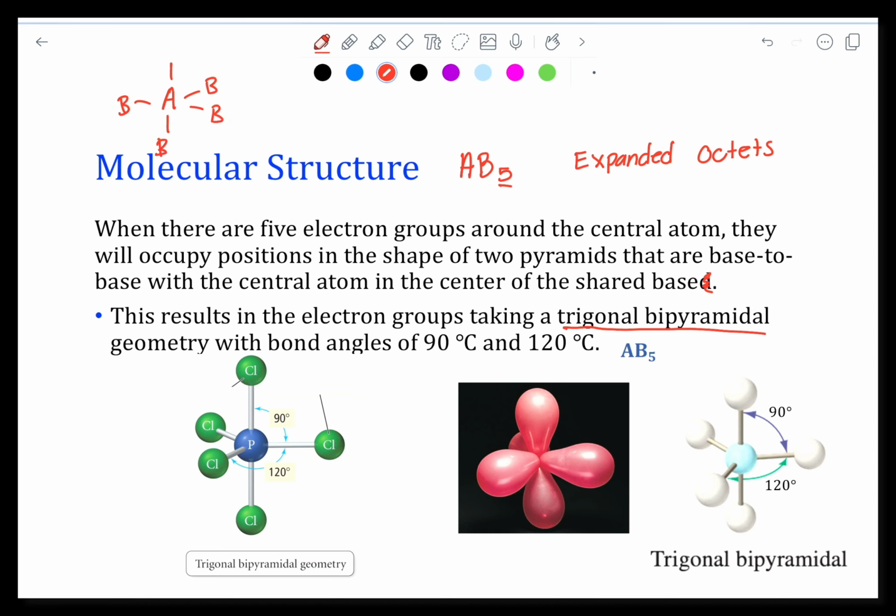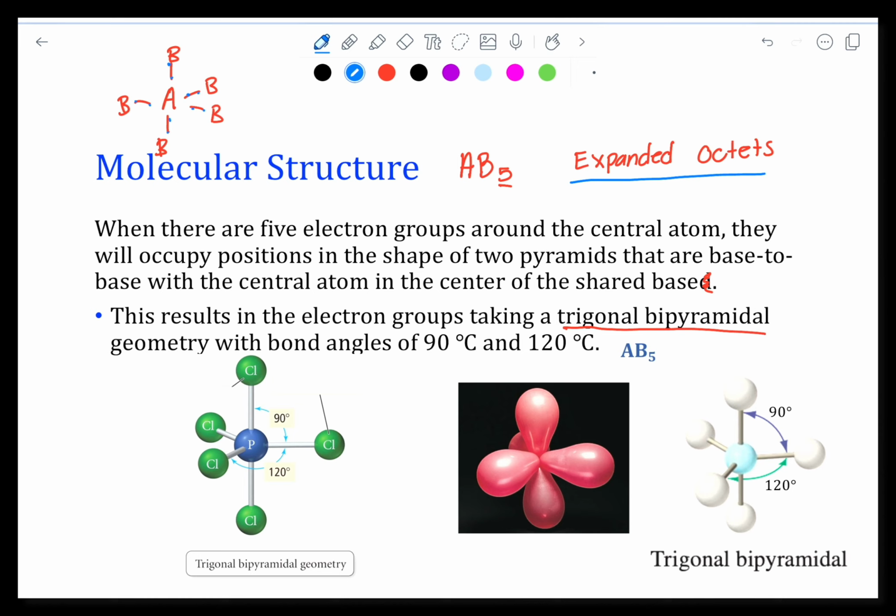Automatically, no matter what those B's are, we already know that we have 1, 2, 3, 4, 5, 6, 7, 8, 9, 10 electrons around that central atom, and they're all going in different directions. Okay, so we have 5 different electron domains, meaning we already know we have an expanded octet. Okay, so for this, the structure is 2 pyramids that are base to base.